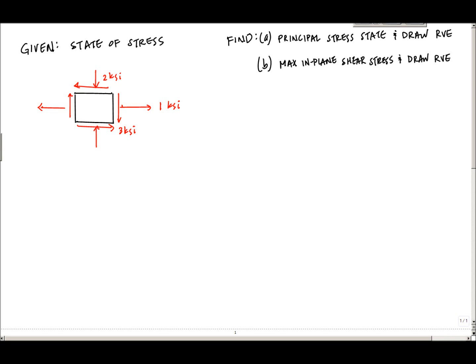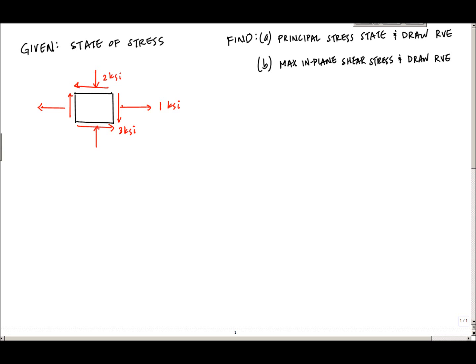Alright, so we're going to do an example with Mohr circle. In Mohr circle problems, you're given a state of stress, like the one here, with normal stresses and shear stresses shown. Often you're asked to find the state of stress at a new angle of orientation, or the principal stresses and the maximum in-plane shear stresses, and then draw the representative volume element afterwards. For the principal stress state and maximum in-plane shear stress state, Mohr circle is really well suited.